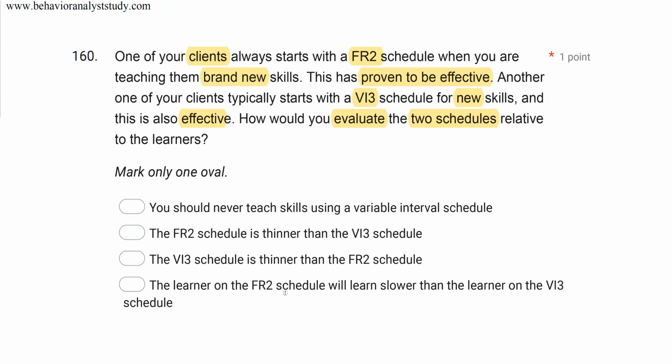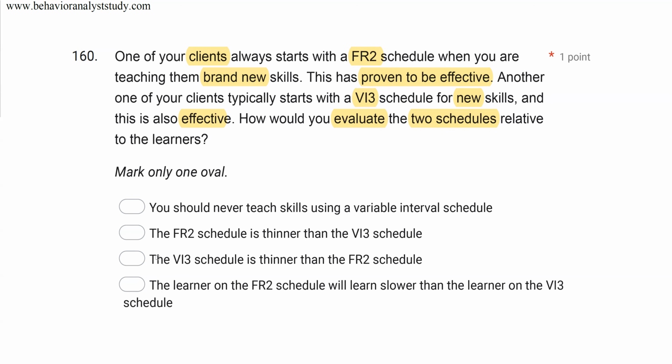We're being way too sure of something we know nothing about. We don't know the age of these clients, the development level, the skill level. We don't know any of those variables. How can we say one learner is going to learn slower or faster based on the schedule? You just can't, right? Can't make that assumption. A and D are too strong. They're out. They assume too much.